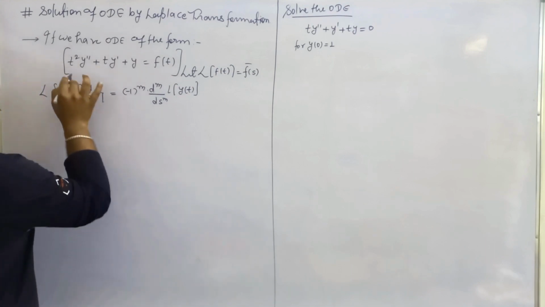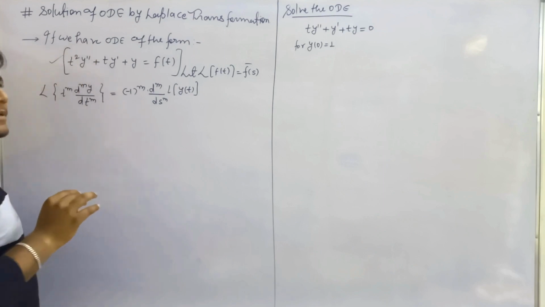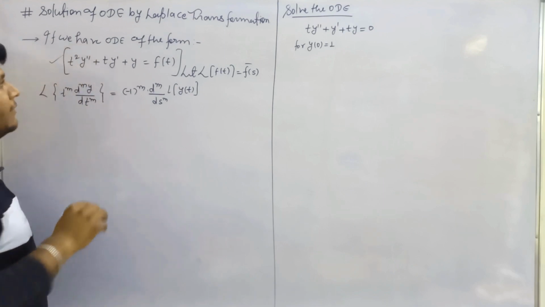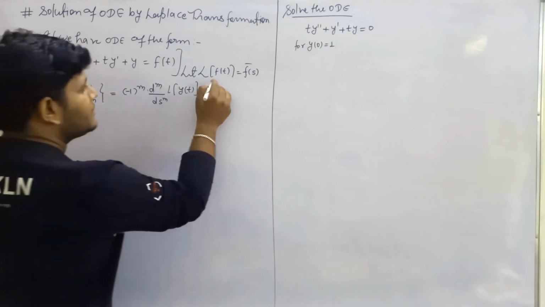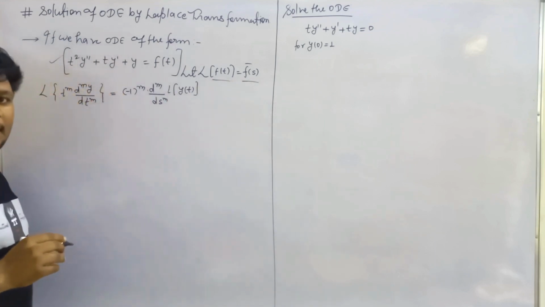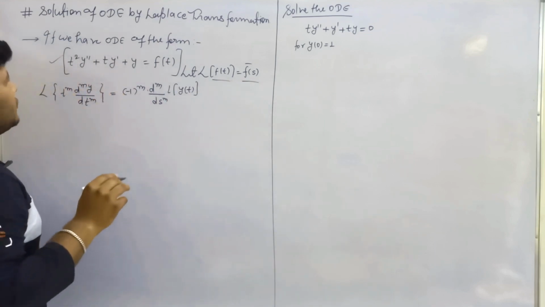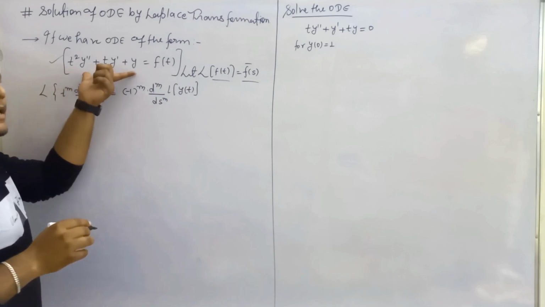Okay, so basically this particular type of differential equation is known as the Cauchy-Euler, where t is a variable and the Laplace of the function f(t) is nothing but f bar(s). We are denoting this value. So basically this is the Cauchy-Euler differential equation.